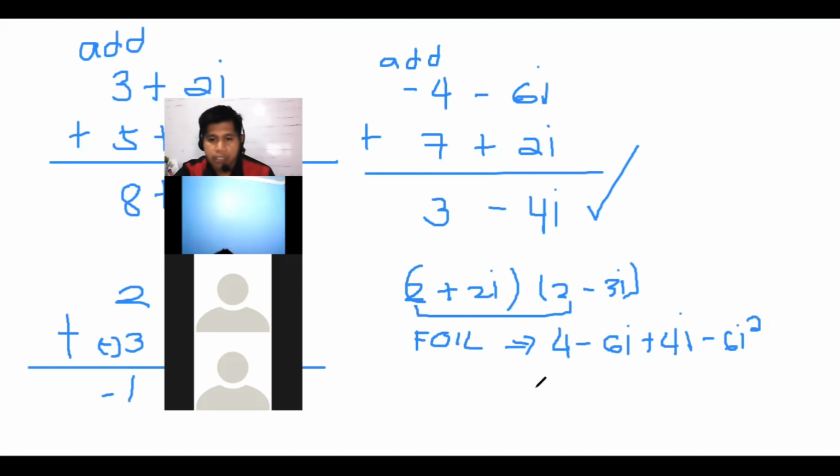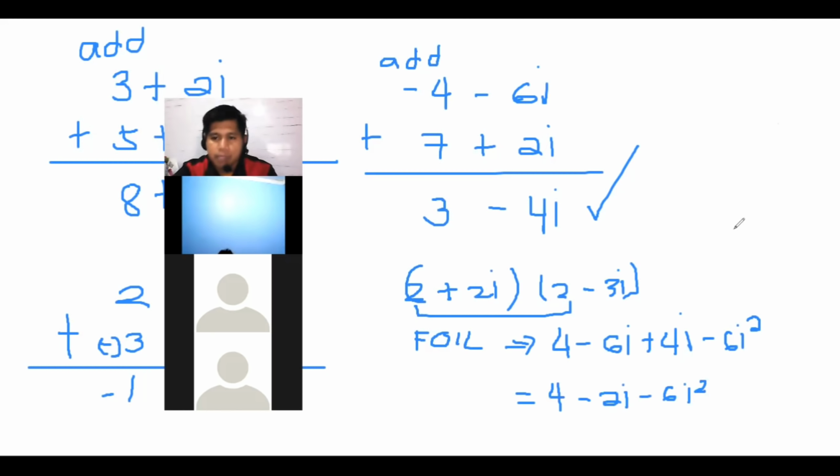Okay, so that is equal to 4 minus 6i plus 4i minus 6i squared. So now we're going to simplify this. So 4, children, now you have negative 6i plus 4i. So you combine this one, you will get negative 2i, right? So subtract 4 from 6 and then copy the sign of your bigger number. The bigger number is 6, therefore it's negative. Okay, and then negative 6i squared.